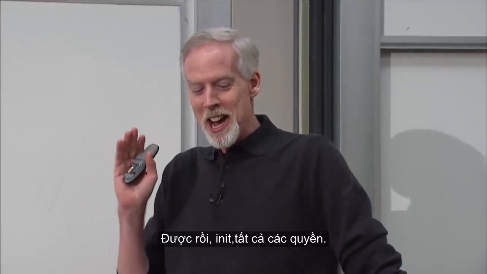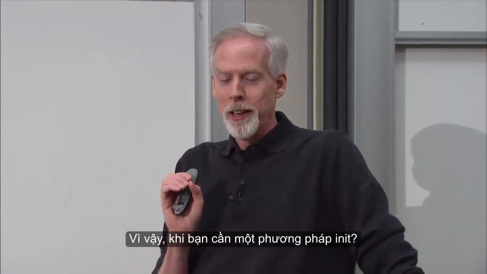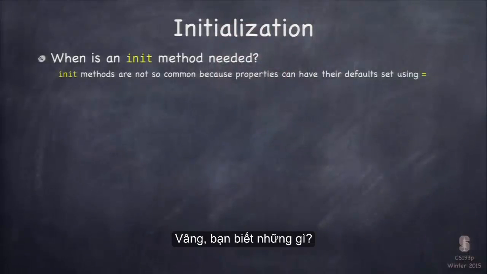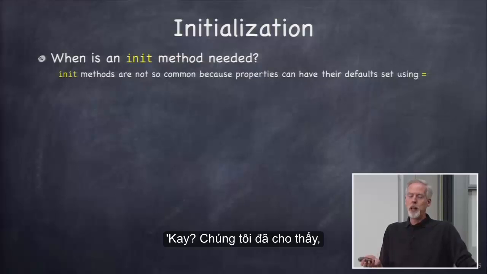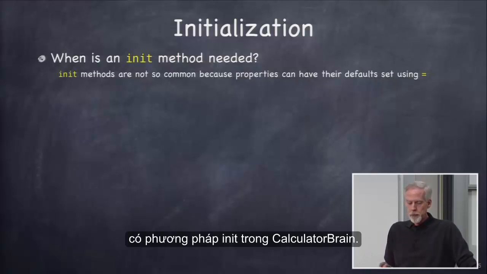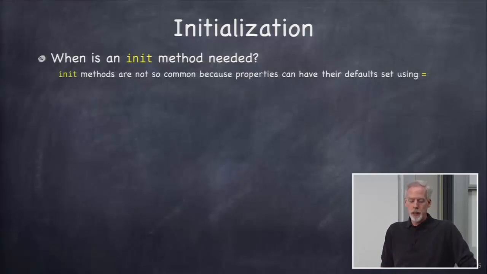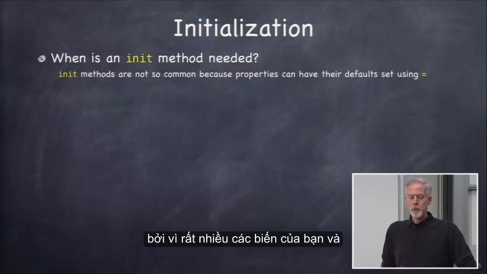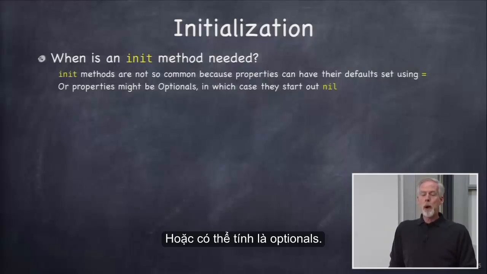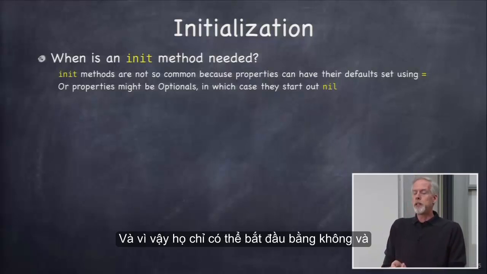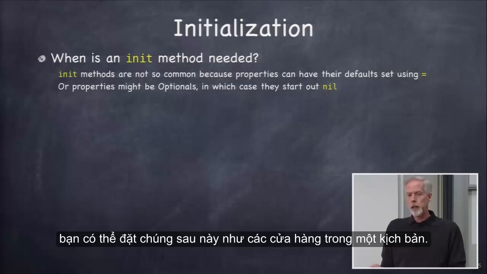init. All right, so when do you need an init method? Well, you actually don't need an init method that often. We should have the init method in the calculator brain. Made sense there, we needed it there. But you don't need that often because a lot of your variables and constants in your class or struct are set with equals. So you don't need them. Or maybe the properties are optionals, and so they can just start out nil and you set them later, like the outlets in a storyboard.